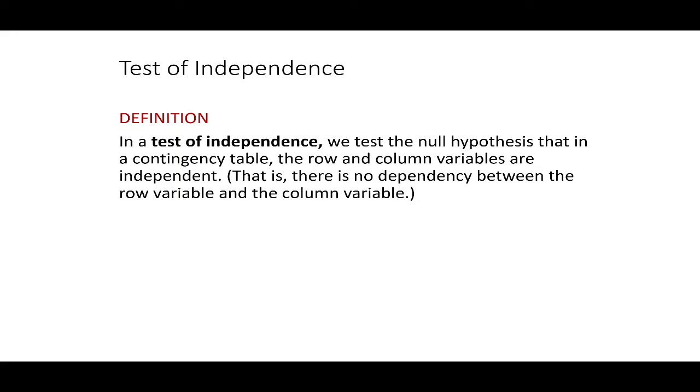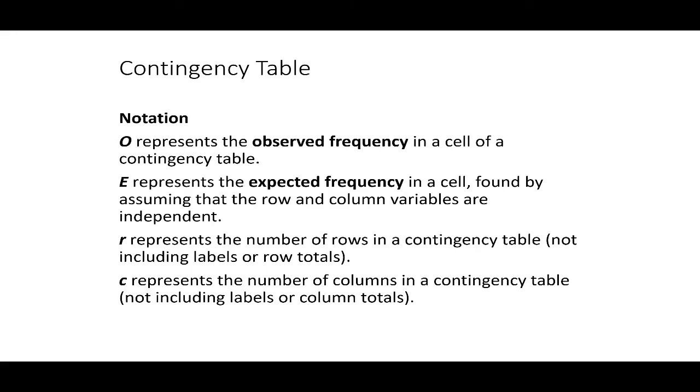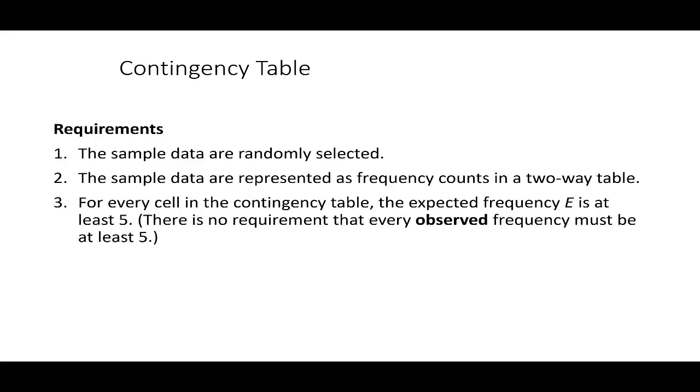In a test of independence, we test the null hypothesis that in a contingency table, the row and column variables are independent. That's our null hypothesis. And the alternative hypothesis is that they are dependent. So the objective is conducting a hypothesis test of independence between the row variables and the column variables. These are the notations we use: O represents the observed frequency, E represents the expected frequency, R represents the number of rows, C represents the number of columns.